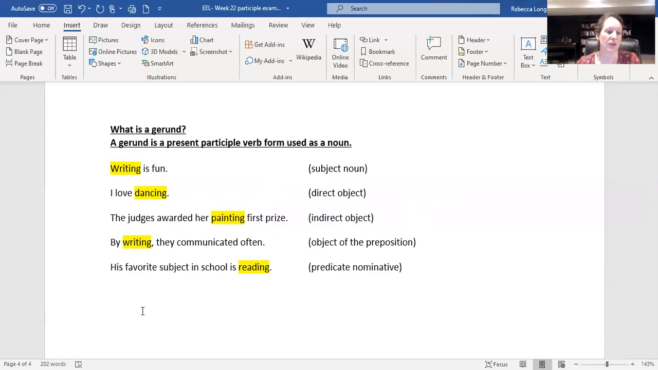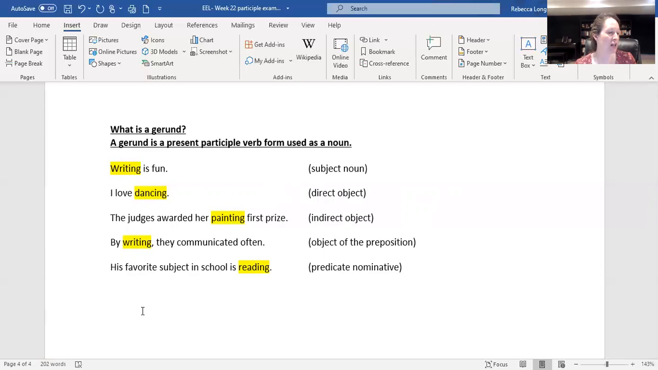And finally, his favorite subject in school is reading. Well, let's see. The subject is reading. Subject is the subject of the sentence. Is a linking verb. Subject is what? Reading. That's his favorite subject. There's no one doing the action of reading in this sentence. Reading is a naming word. It is doing the job of a noun.